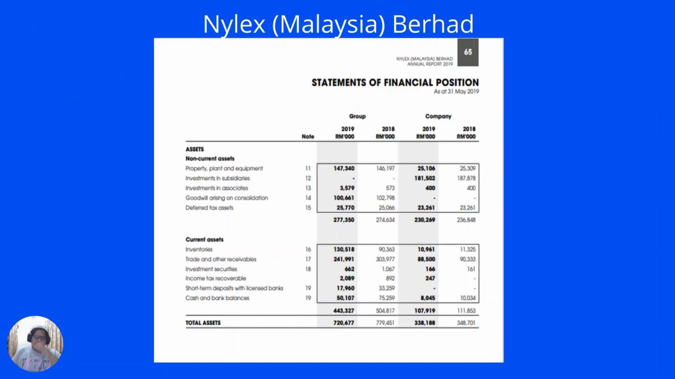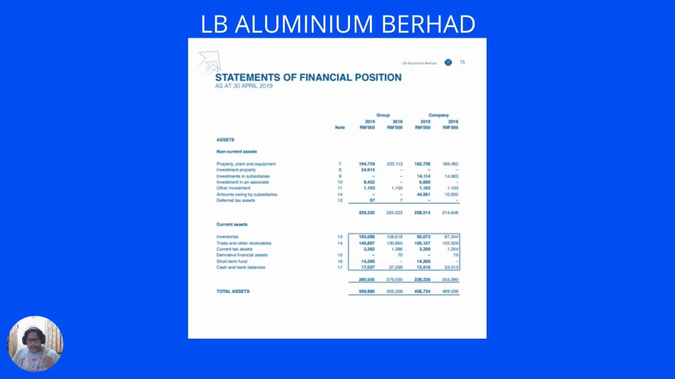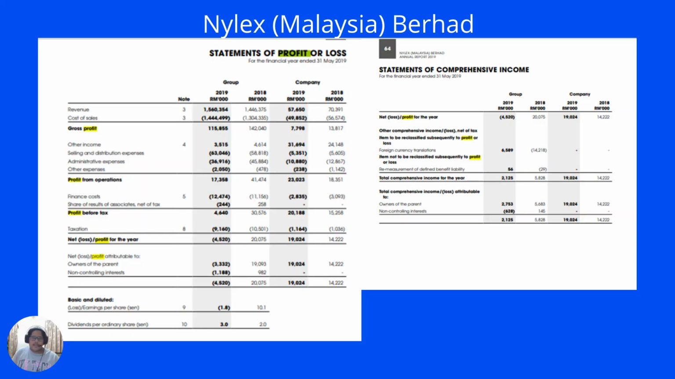Okay, this is an example of the statement of financial position of NYLEX Malaysia Berhad, which closed at 31 May 2019. You see this example. And for LB Aluminium Berhad, the statement of financial position closed at 30 April 2019.